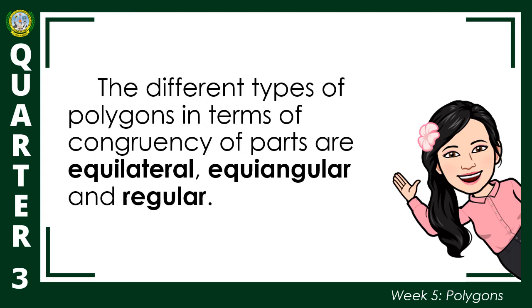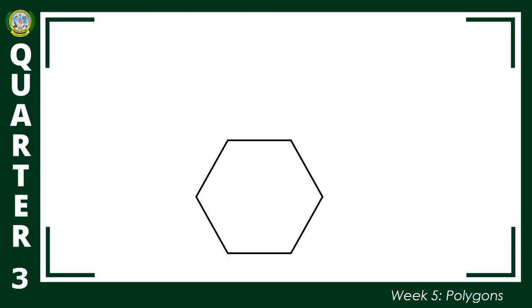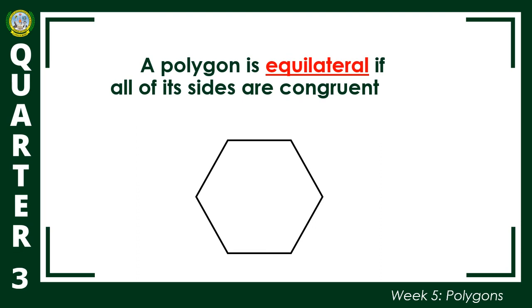We can also classify polygons in terms of the congruency of its parts. So, ang mga classifications pong ito ay tinatawag na equilateral, equiangular, and regular. So, ano nga ba yung pinagkaiba-iba nitong tatlong to? A polygon is equilateral if all of its sides are congruent. Again, kapag sinabi pong congruent, same po ang measurement. And in this case, since we are talking about the sides of the polygon, then that means all of the sides have the same or equal length.